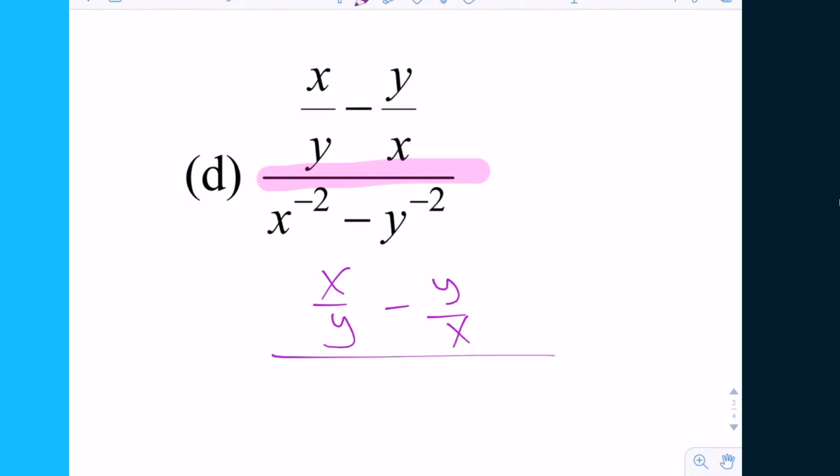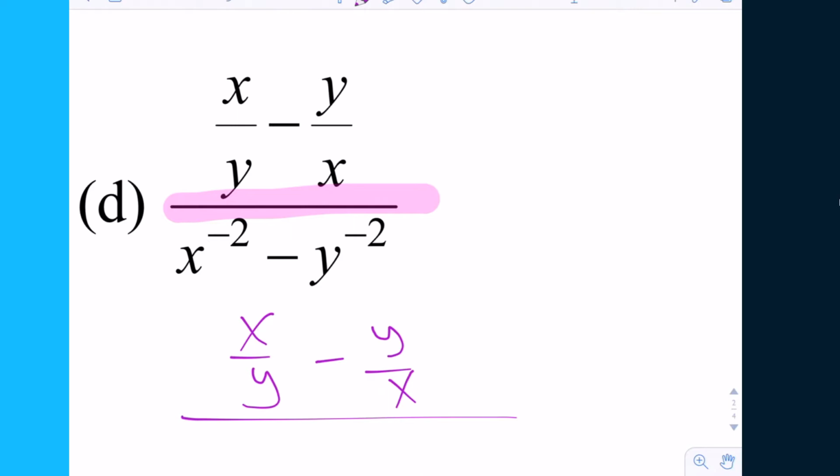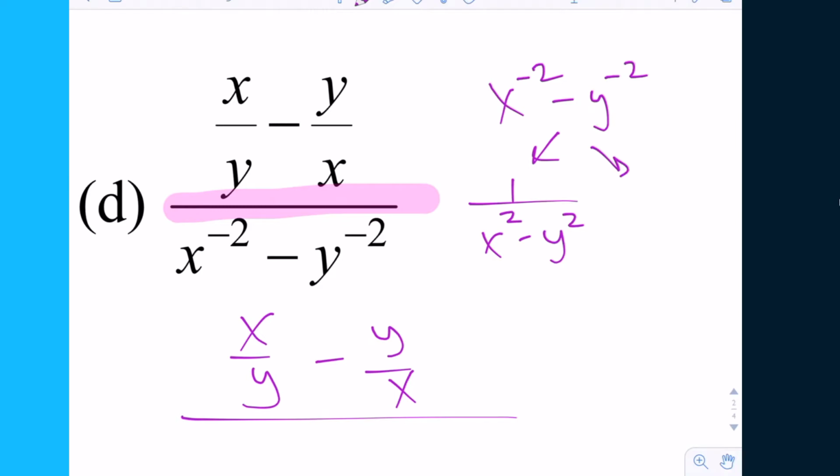And this will help us review what we're doing. What happens with x? Let me come off to the side. X to the negative second minus y to the negative second. Is that equal to 1 over x squared minus y squared? Or is it equal to 1 over x squared minus 1 over y squared? And if so, are those the same?